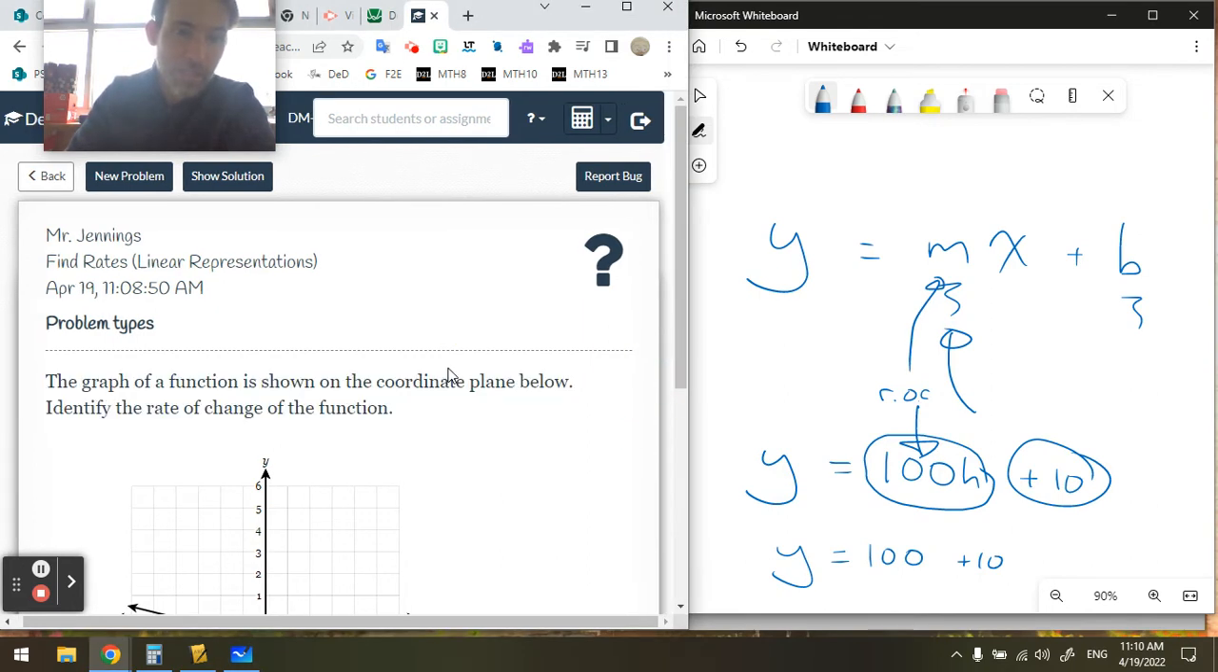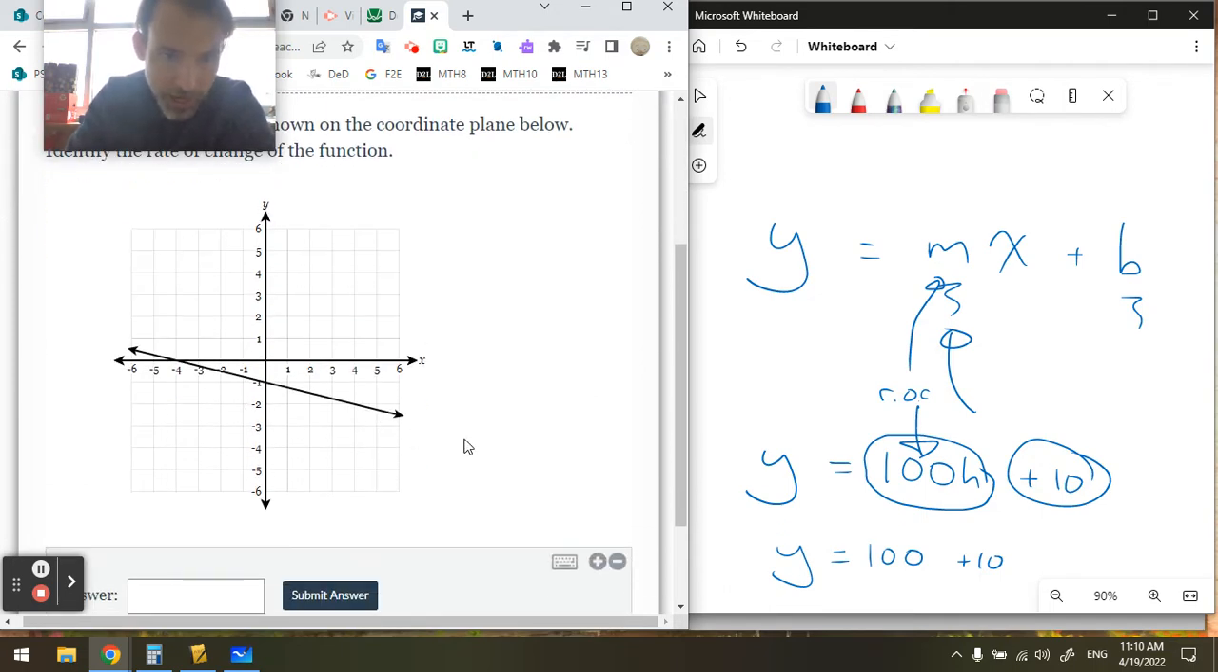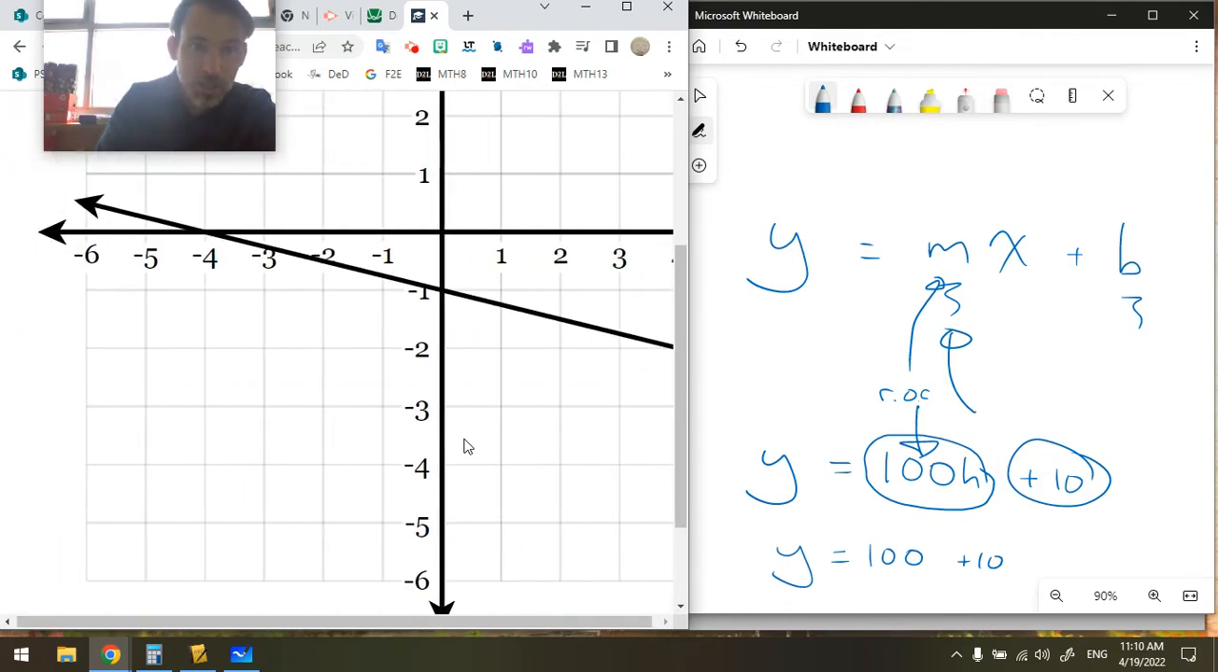Let's take a look at this one. When we're looking for rates of change on graphs, we want to find our integer points. I'm going to zoom in here for you. Here I notice an integer point at x is 0 and y is -1. Here's another one: y is 0 and x is -4.